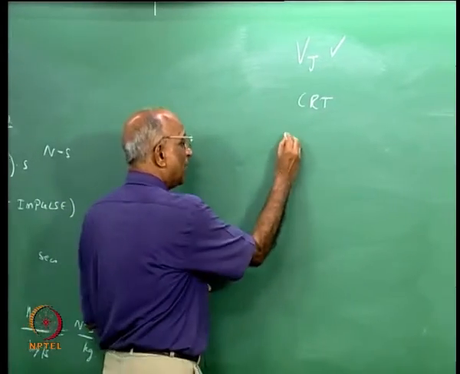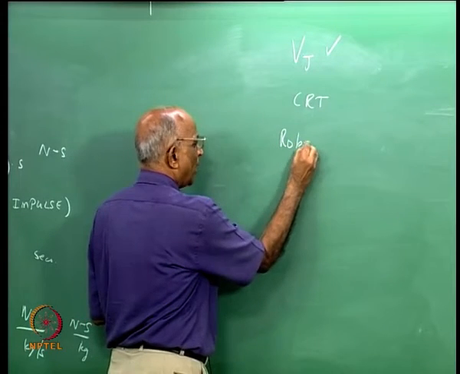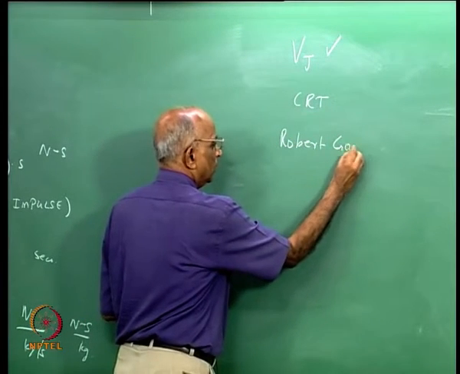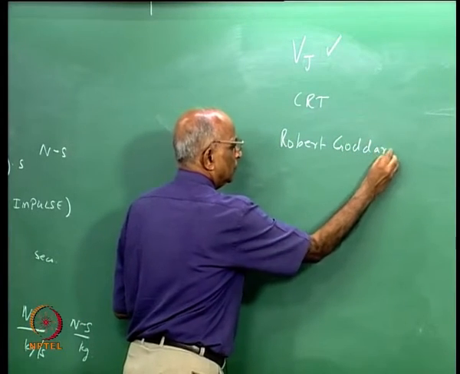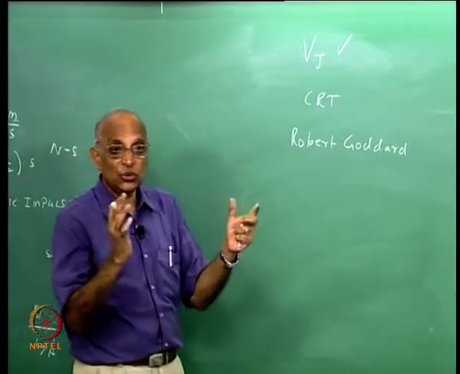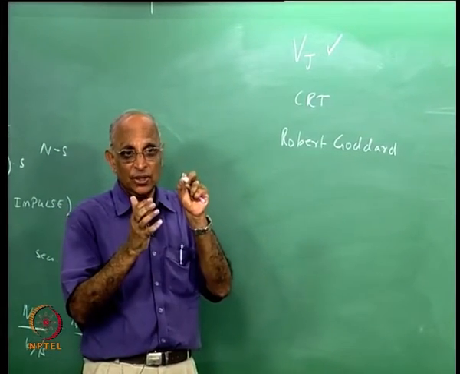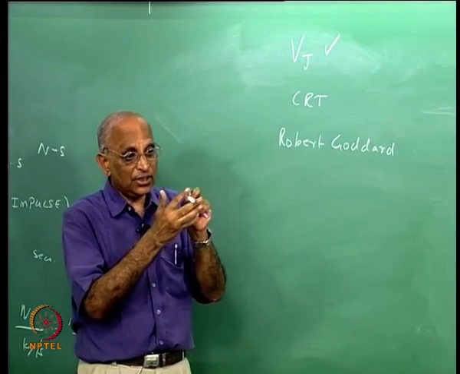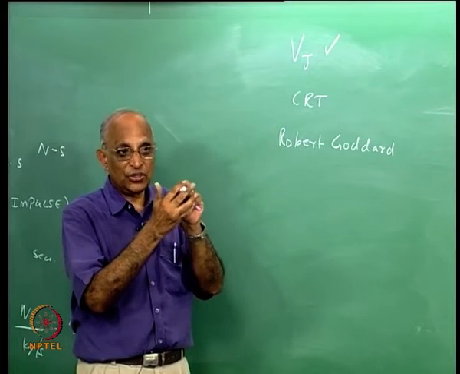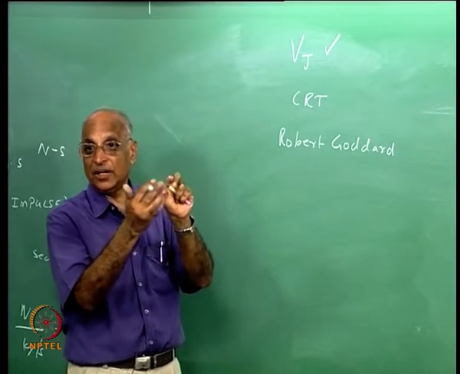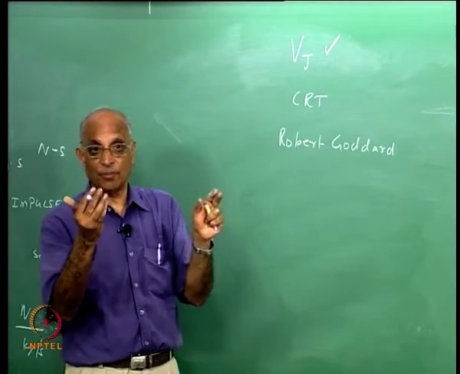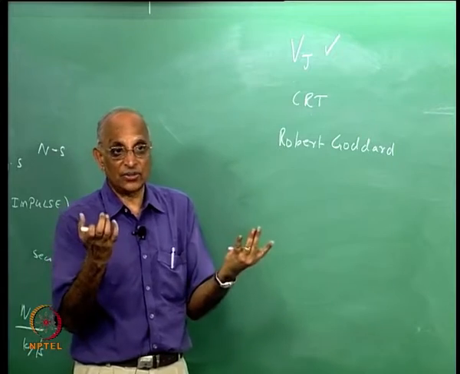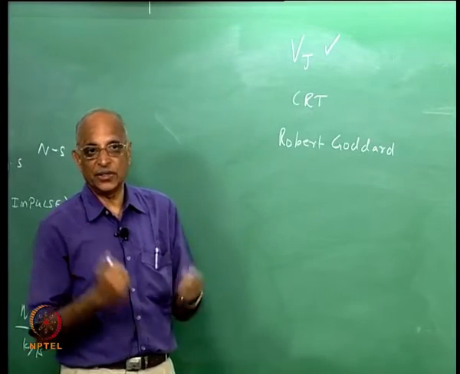In fact, around that time you had Robert Goddard in the US. He was also thinking of electrons which can move at high velocities, and whether we can get some high jet velocity from them. But electrons tend to be light in mass, and therefore the force you can get is small.